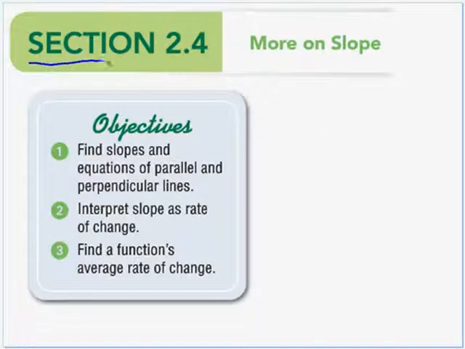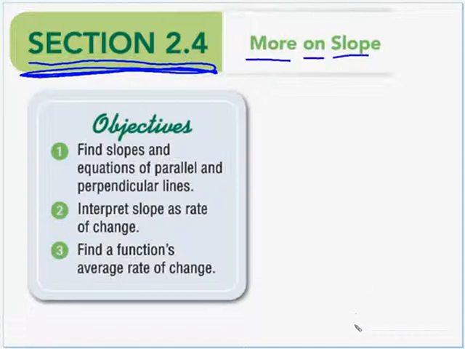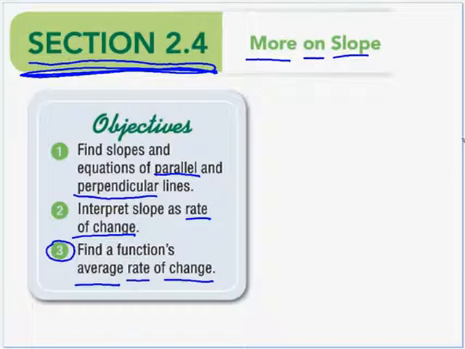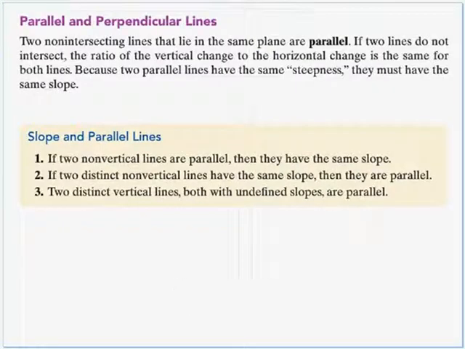In this video we're going to start section 2.4. In 2.3 we did a bunch of stuff with slope, and this section is more on slope. We've got three objectives: find the slope and equations of parallel and perpendicular lines. You should have seen that in geometry class also. Interpret slope as a rate of change, and find a function's average rate of change. That's a nice tie-in to calculus if that's the route you're planning on going.